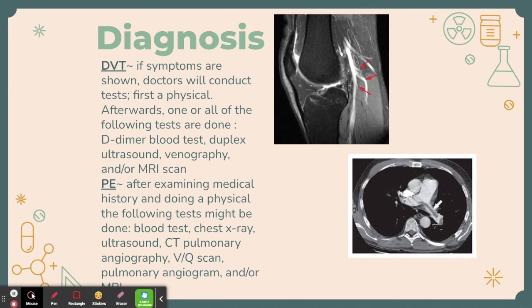For DVT, if symptoms are shown, doctors will conduct tests. First, a physical, and afterwards, one or all of the following tests can be done: a D-dimer blood test, a duplex ultrasound venography, and/or an MRI scan.